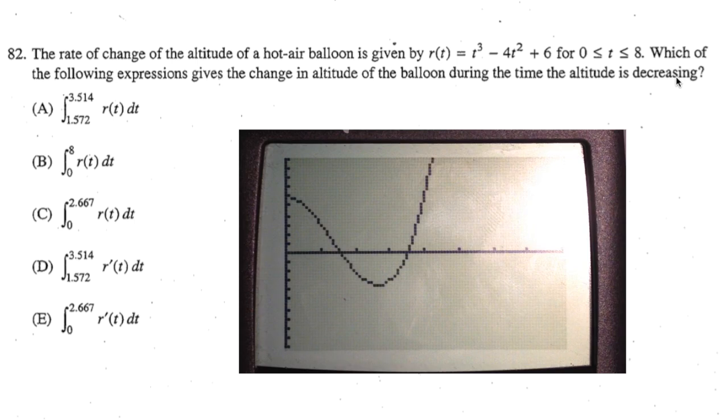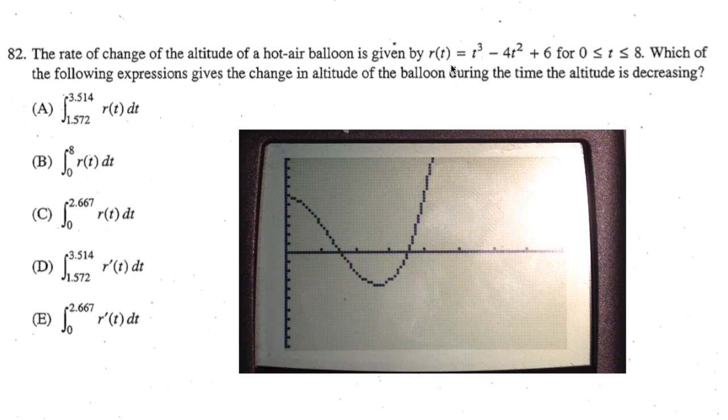So it's asking you to recall some curve sketching knowledge, because r of t says it's the rate of change, which is basically the velocity. Since this is a velocity, it's not the original function, it's the derivative. To find out when the altitude is decreasing, we look for where this graph is negative. As we can see here, it's negative when it's below the x-axis right there, and the question asks for the change in altitude between those two values.